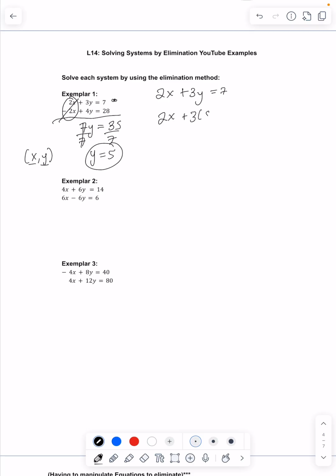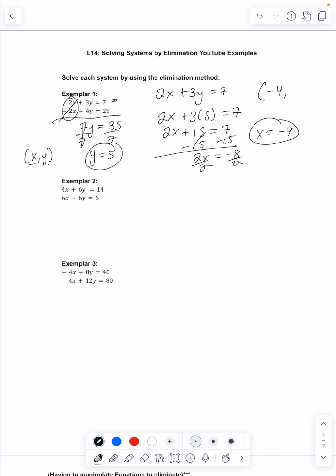So 3 times 5. So we get 2x plus 15 is equal to 7, minus 15. We get that 2x is equal to negative 8. Divided by 2, we get that x is equal to negative 4, right? So that means that the solution to these two systems is negative 4, positive 5. That means that this x and y value makes both of these two equations true.